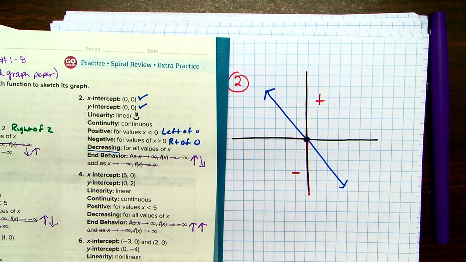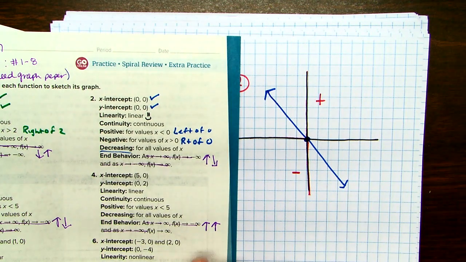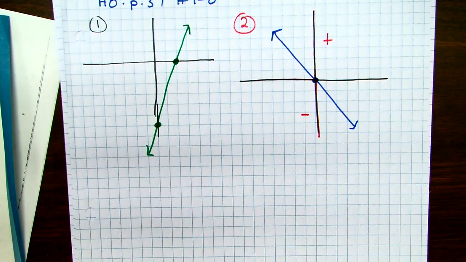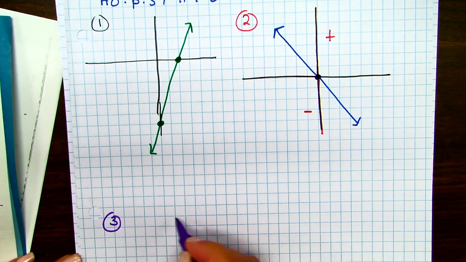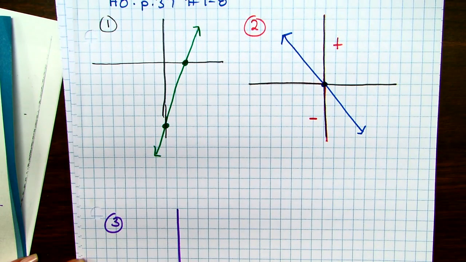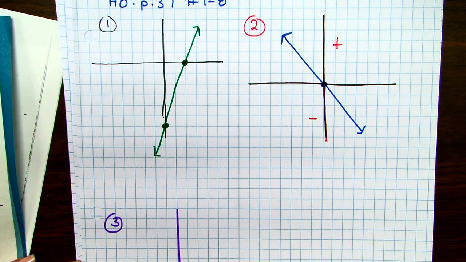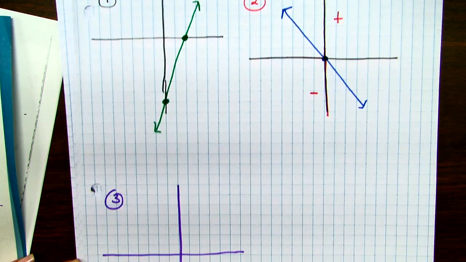Okay. Let's keep going. So that one was kind of a harder one. Let's do 3 and 4 together. This is homework, so hopefully you guys are writing it. No sleeping.